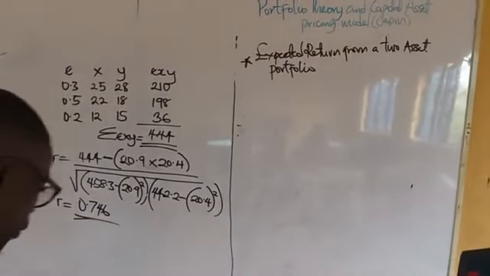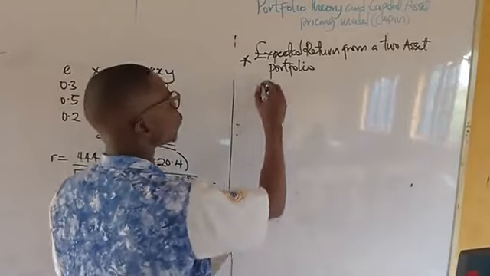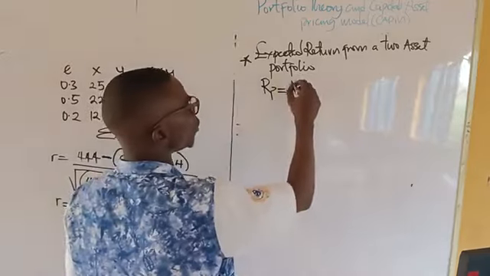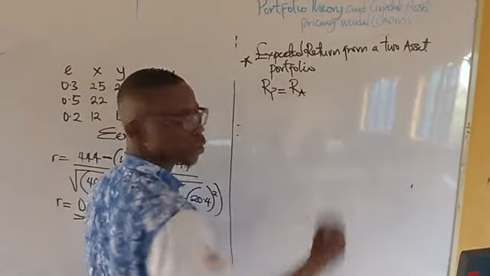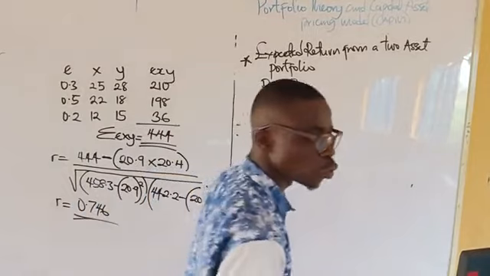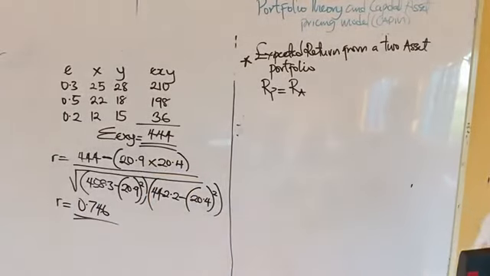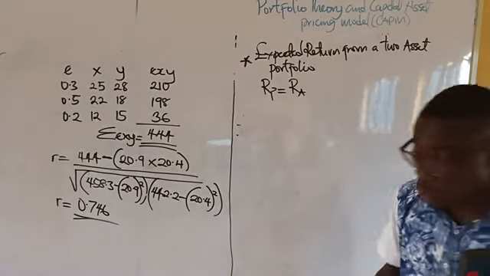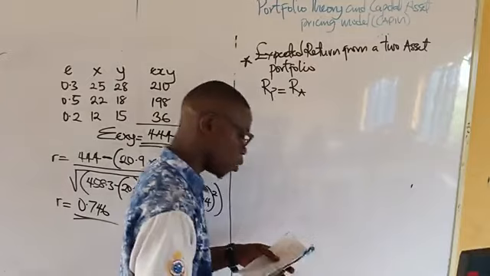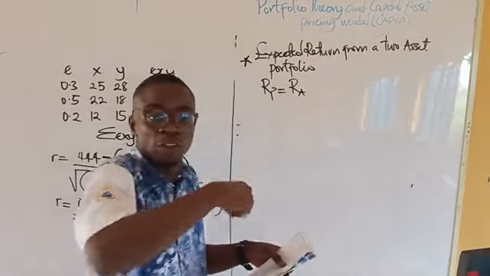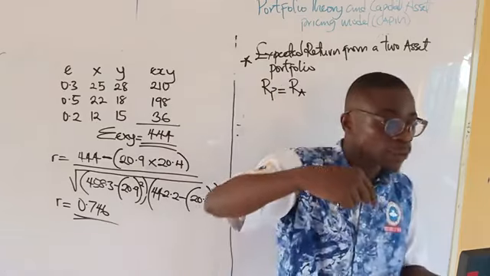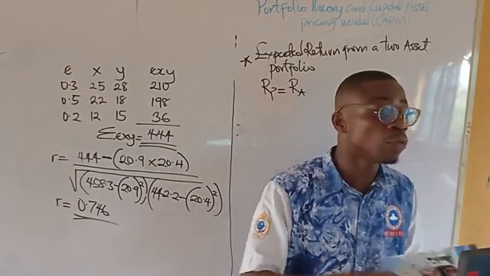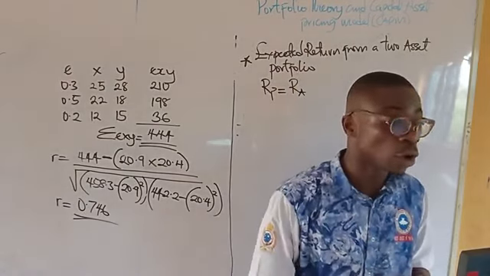So this is the formula. Return of portfolio is equal to what? The return of investment A. You can decide to use any of the investments, it can be investment B, anyone you like. The return means the individual return on investment A. So if you are not given the expected return on investment A, you go and look for it yourself.